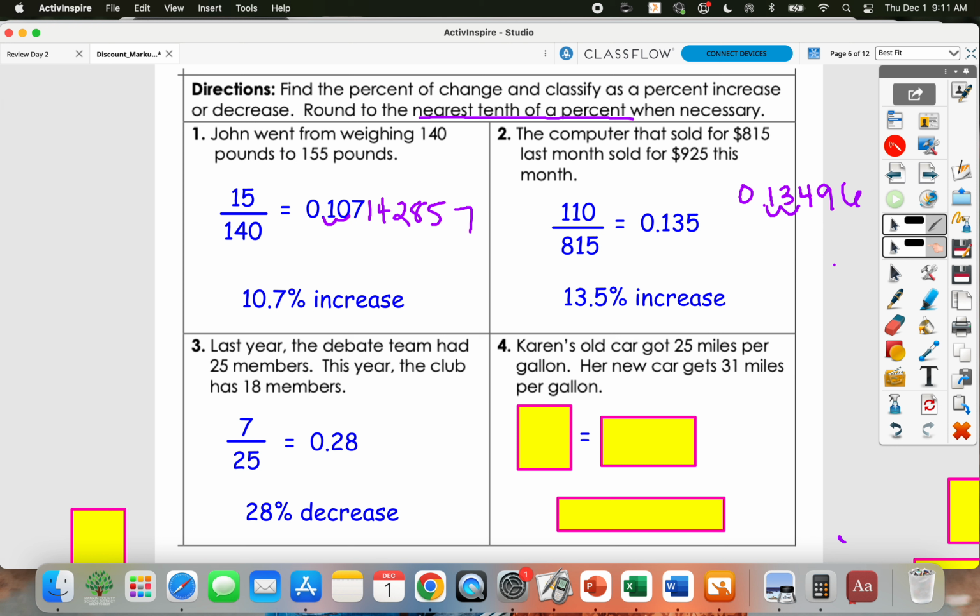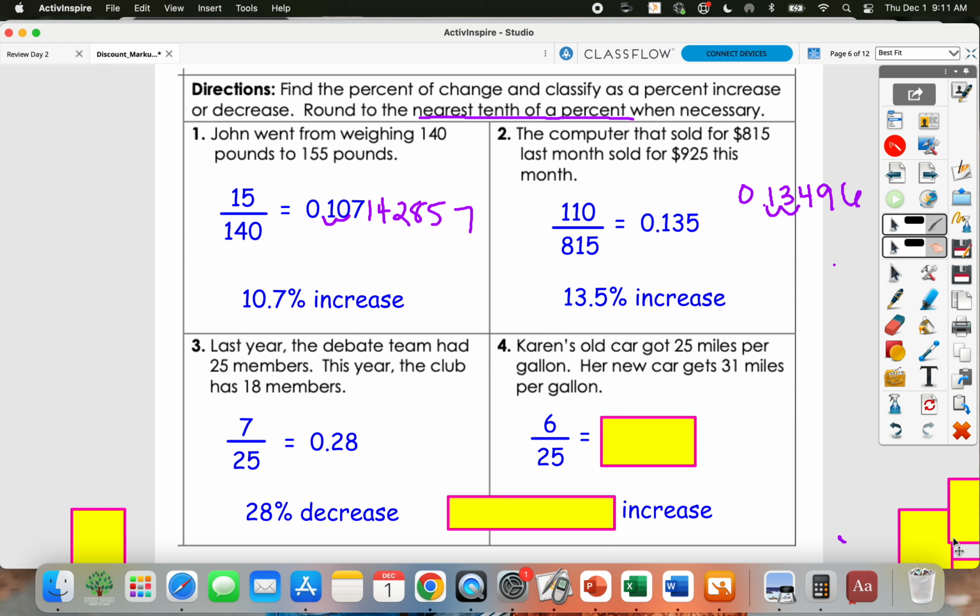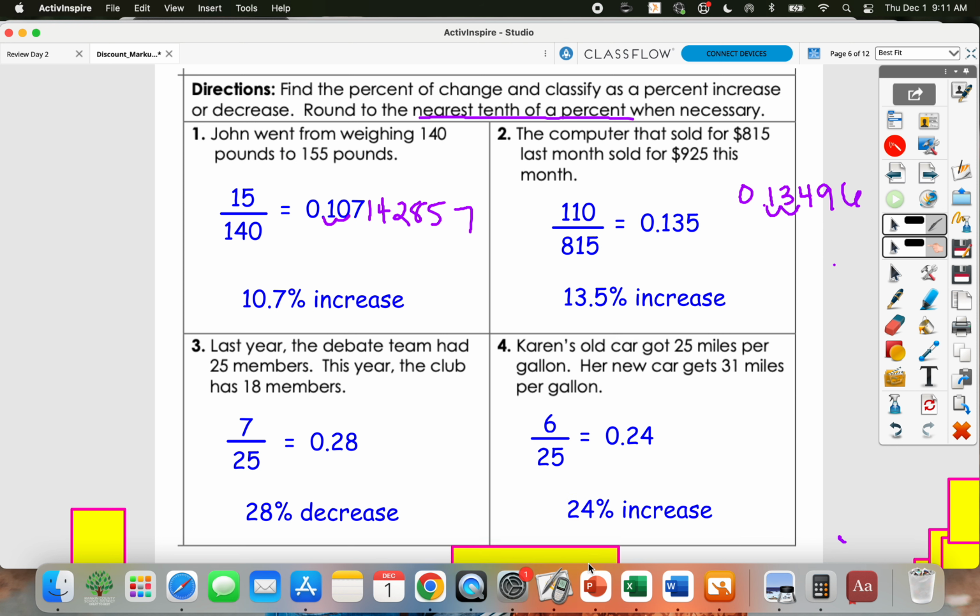All right, number four. Walker, what did you do first on this one? At first, I saw there was an increase in percent, so I just went ahead and did the increase. Then I subtracted 31 minus 25, got 6. Put the 6 over 25. Good. And then once you divide it, you'll get 0.24. So 24%. We subtract our gallons, the difference between 25 and 31 is 6. We put that over the original gallons, which was 25. We get 0.24, which is 24%.